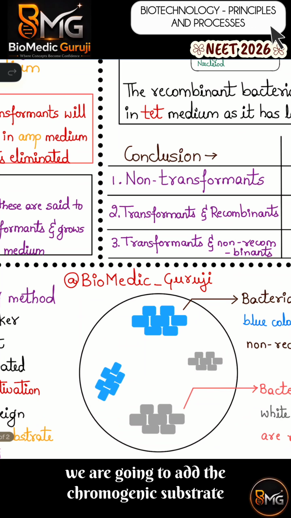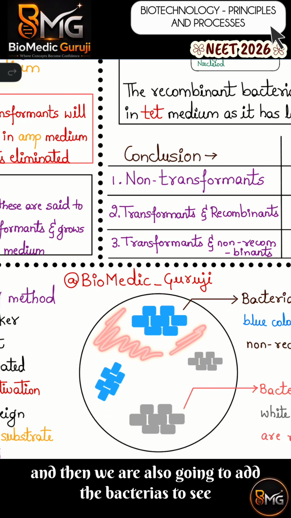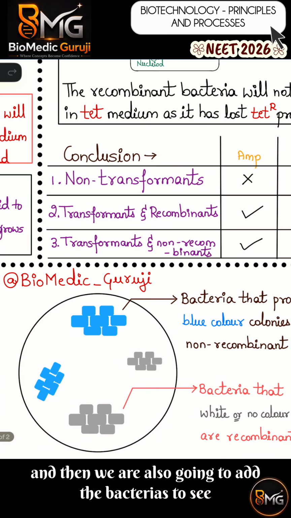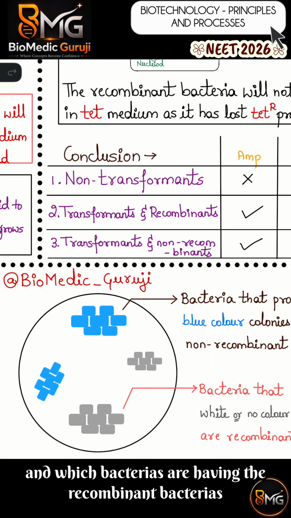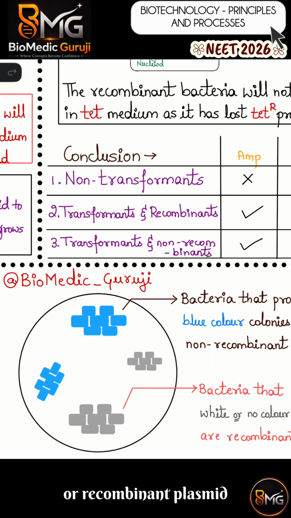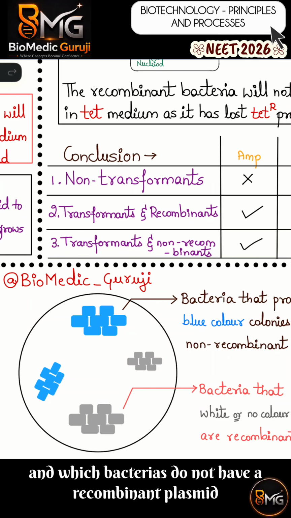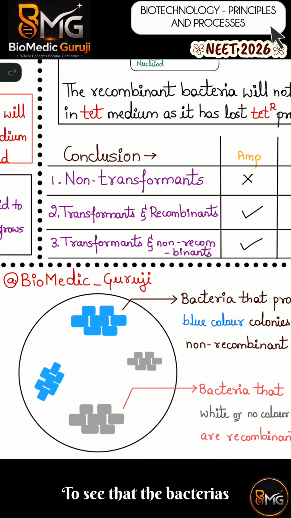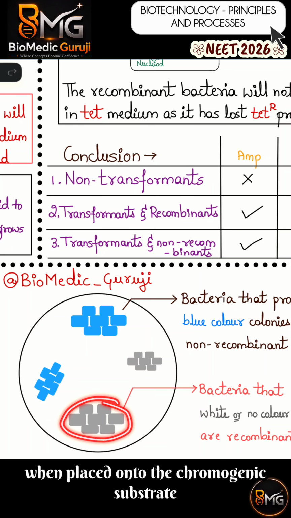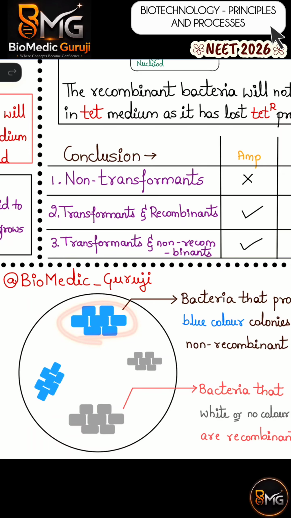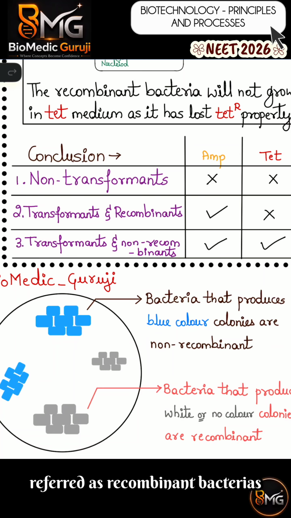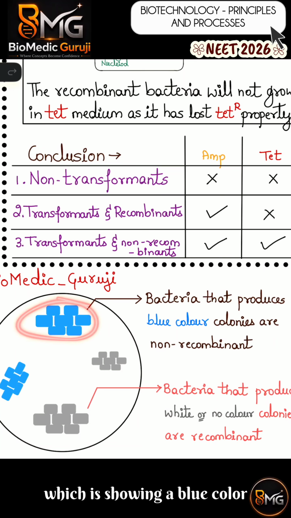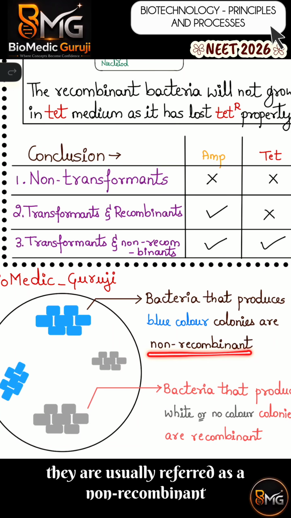In the Petri plate, we are going to add the chromogenic substrate, and then we are also going to add the bacteria to see which bacteria have transformed and which have not, and which bacteria have the recombinant plasmid and which do not. When the bacteria are placed onto the chromogenic substrate, they will produce color. The bacteria which do not produce any color or show white color are usually referred to as recombinant bacteria. The bacterial colony which shows a blue color is usually referred to as non-recombinant.